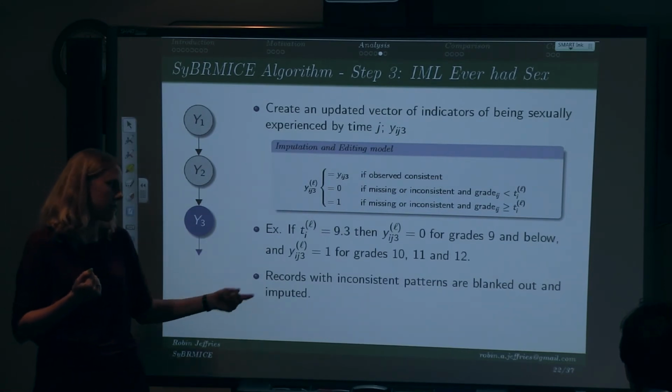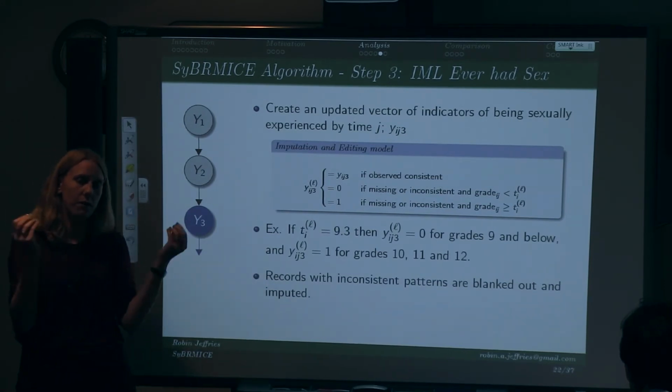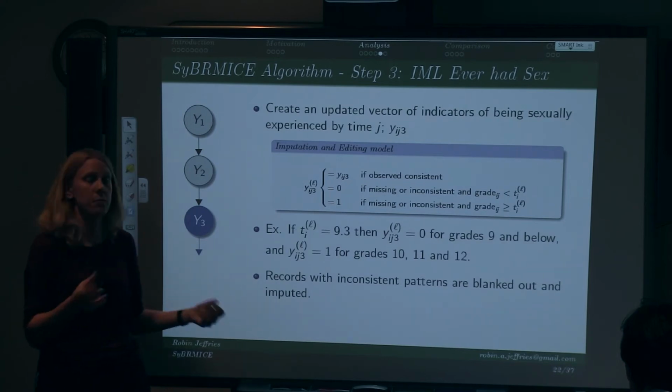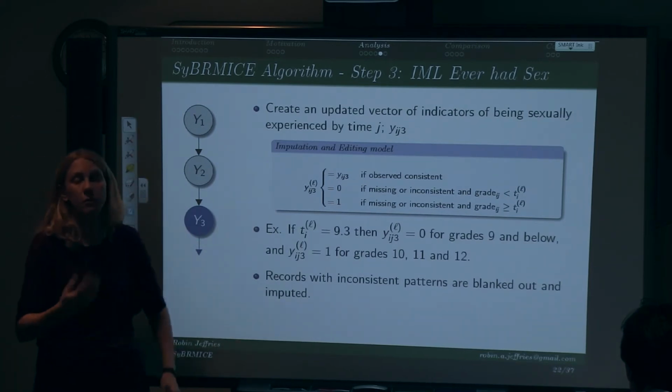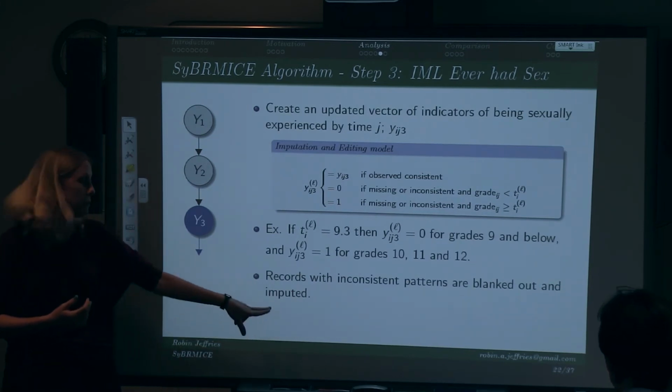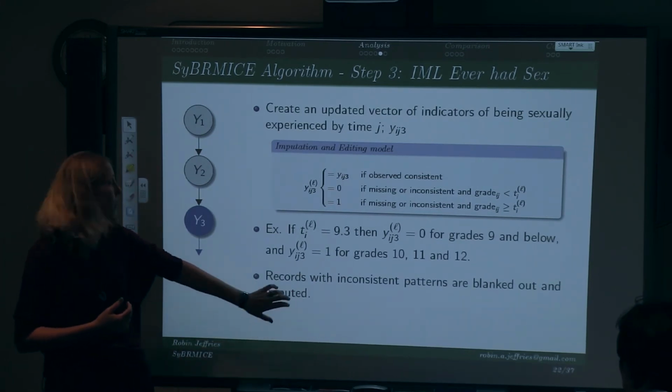Now for this, if a record was identified as having an inconsistent pattern, the entire record was blanked out and imputed. And that's another spot for improvement in this model, doing a minimal change model.